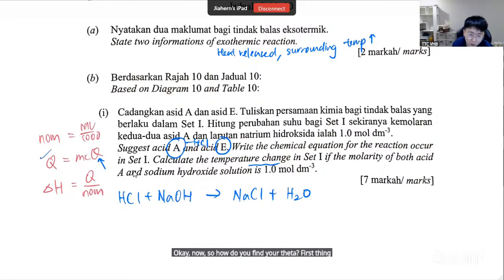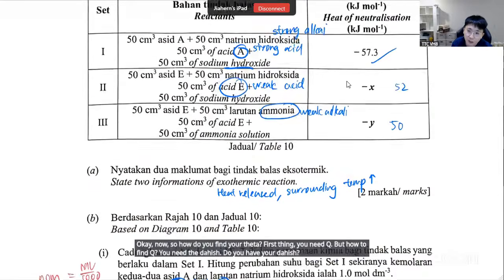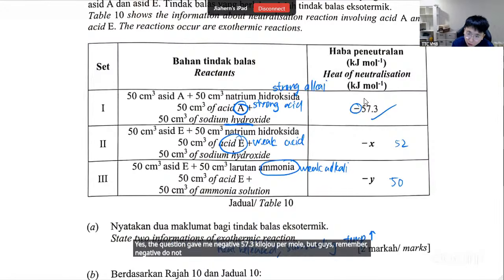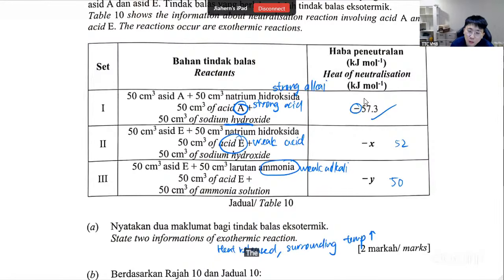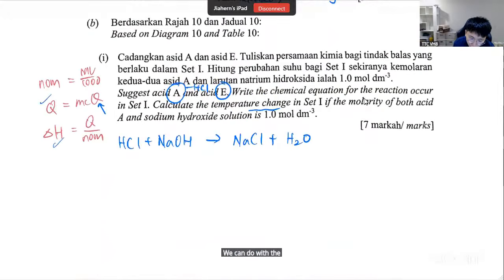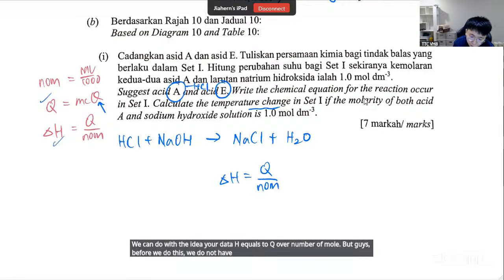How do you find your theta? First thing, you need Q. But how to find Q? You need delta H. Do you have delta H? Yes, the question gave me -57.3 kilojoule per mole. But remember, the negative does not get involved in your calculation. The negative is to show you it's exothermic. So delta H equals Q over number of mole. But we do not have number of mole, so we have to find number of mole first.